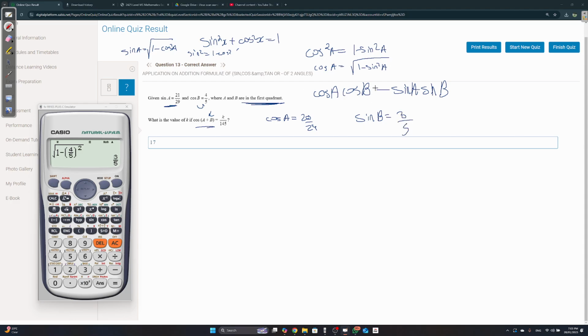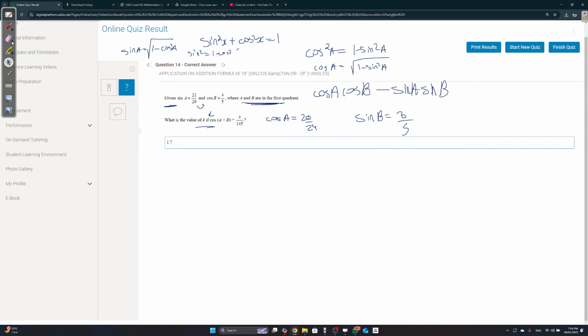Perfect. Can we now do the formula? Yes, of course we can. So cosine of A plus B will be cosine A cosine B minus sine A sine B. We're going to use cosine A, which we found to be 20 over 29, times cosine B, which is given as 4 over 5, minus, because they're saying plus here, so minus sine A sine B, so 21 over 29 times sine B, which we found as 3 over 5. Let's do it on our calculator. We're going to get 17 over 145, so k is equal to 17.